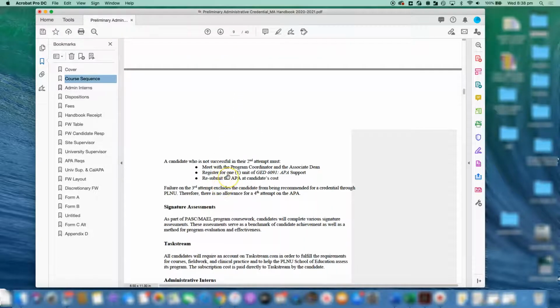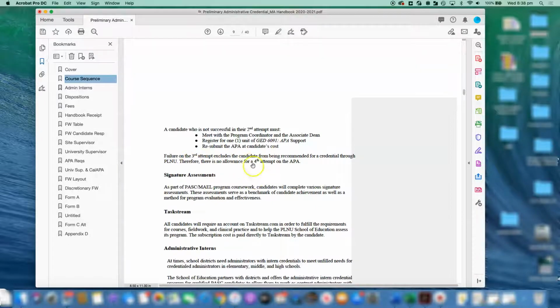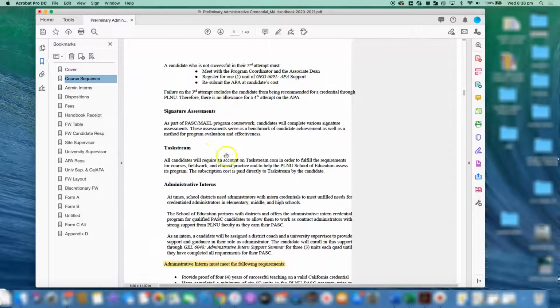The second attempt, if you don't pass a second time, you once again go through the same process, signing up for 691. But after the third attempt, if you do not pass after the 4th attempt, you are not eligible to apply for a credential. So it is our goal wholeheartedly to get you through that process in the 2nd or 3rd time, and we will do that to support you.